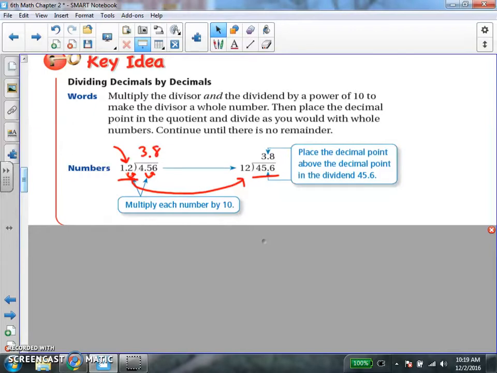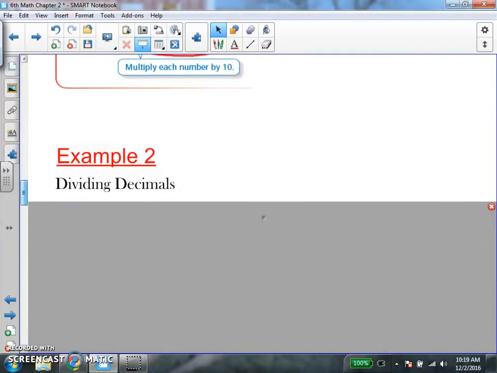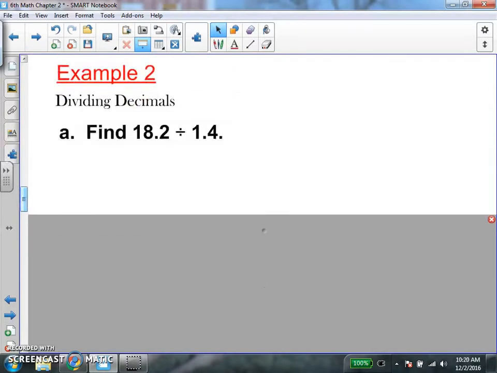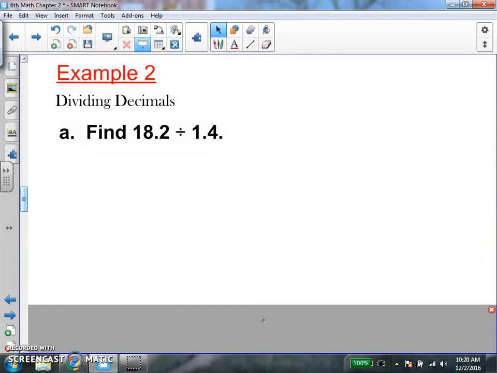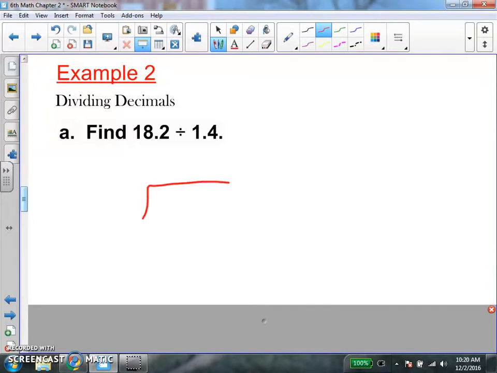And now we'll try one of these examples. It says find 18.2 divided by 1.4. Again, sometimes kids can get stumped on this. Make sure your inside number is your first number listed.